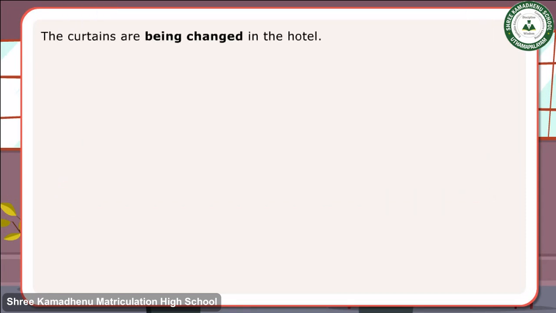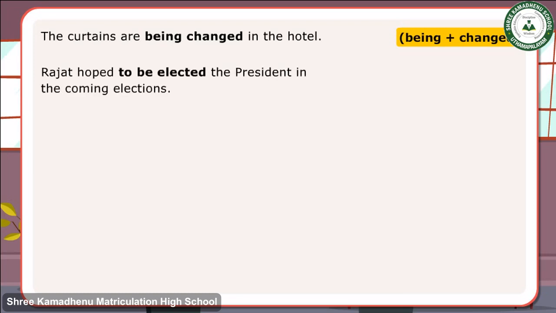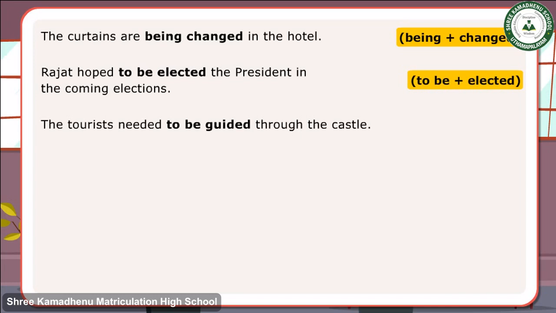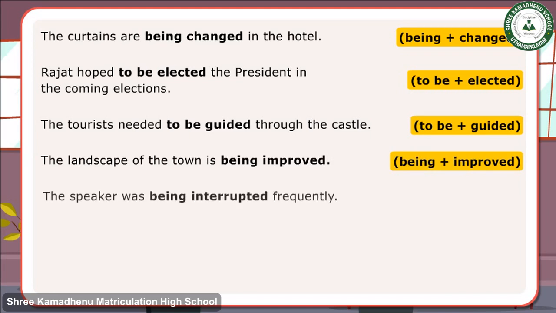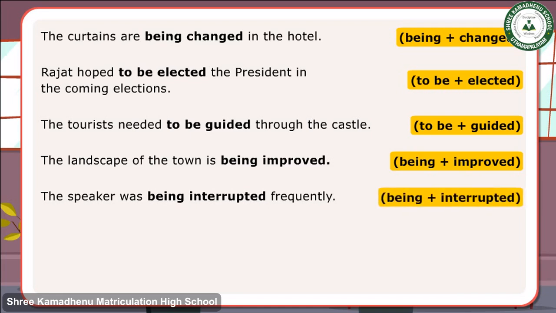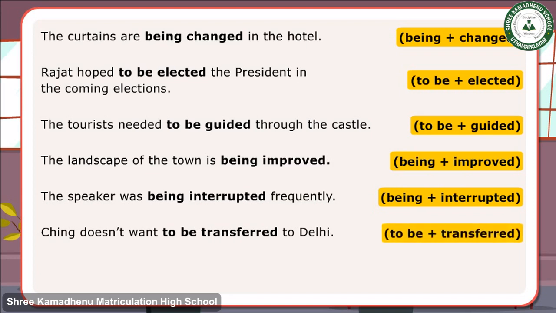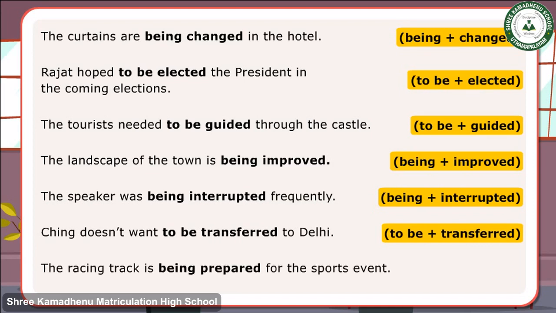The curtains are being changed in the hotel. Being plus changed. Rajat hoped to be elected the president in the coming elections. To be plus elected. The tourists needed to be guided through the castle. To be plus guided. The landscape of the town is being improved. Being plus improved. The speaker was being interrupted frequently. Being plus interrupted. Ching doesn't want to be transferred to Delhi. To be plus transferred. The racing track is being prepared for the sports event. Being plus prepared.